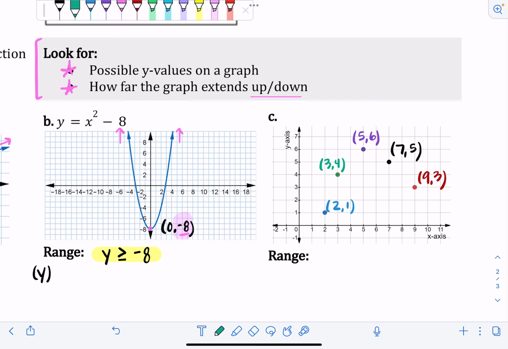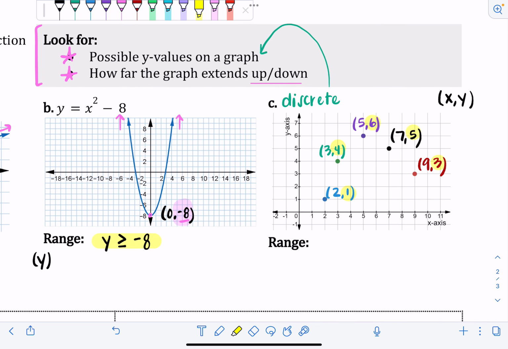And then same thing as last time, this is still called a discrete graph where all the points are separated. They're not really connected. So when it's a discrete graph, we want to actually just look for what are all the possible y values specifically. So we'll look at each point and find each y value. Remember, y is going to be the second number in the parentheses. So it'd be 1, 4, 6, 5, 3. We want to write them in order though, of smallest to largest. So if we start with our smallest, that's 1.